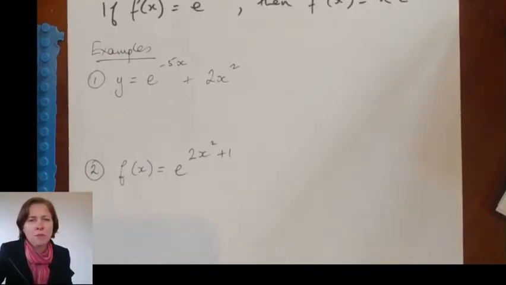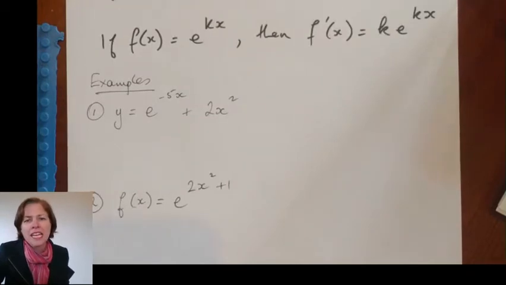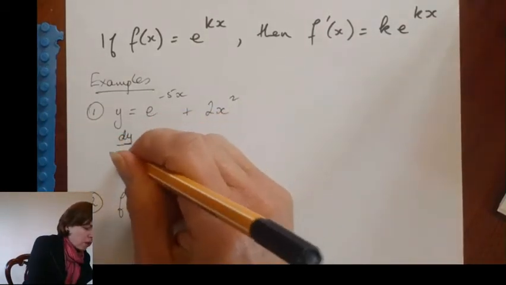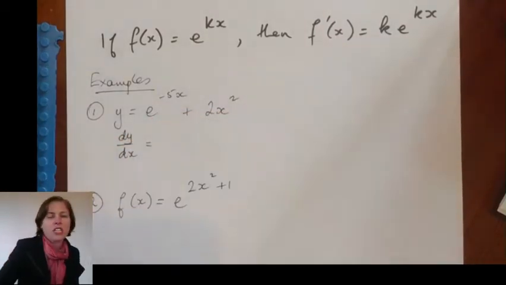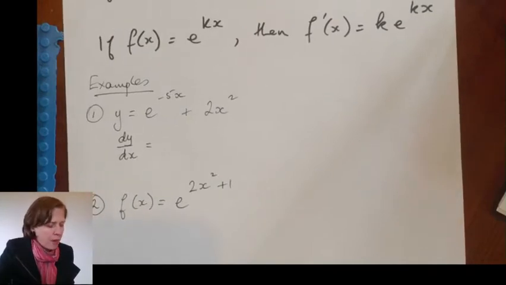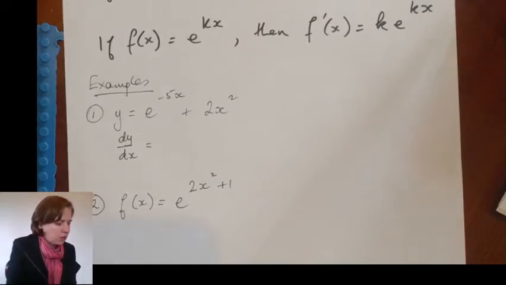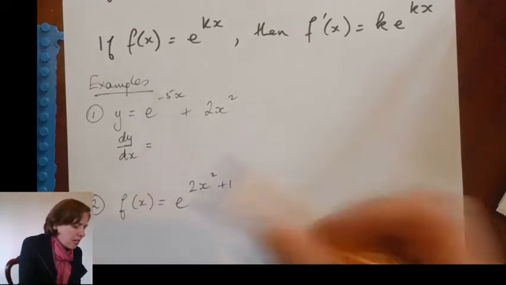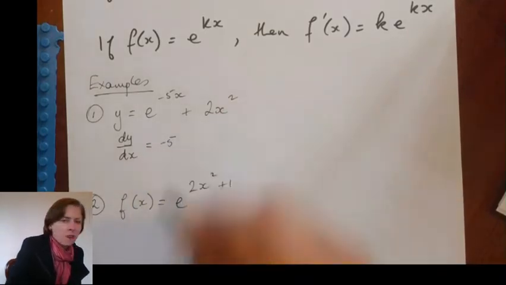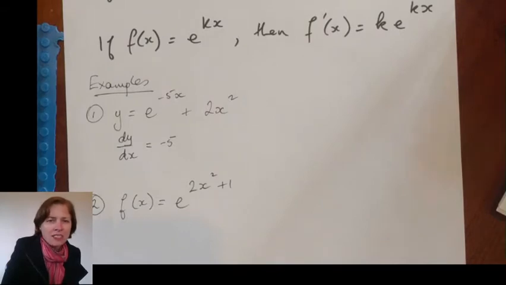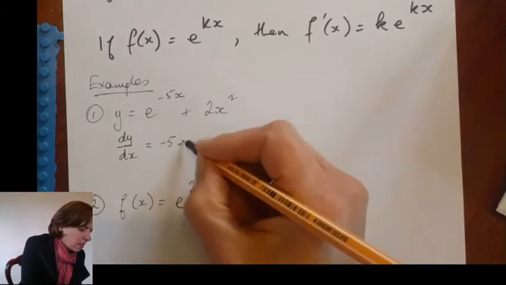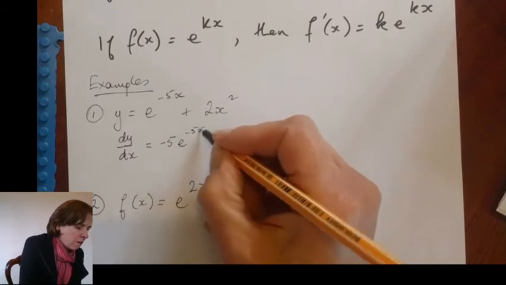My first example is y equals e to the power of negative 5x plus 2x squared. Because I'm starting with y equals, I'm going to use dy dx notation to talk about my derivative function. So I take the constant negative 5 here, I multiply it out the front. Then all I do is I keep what I started with. I started with e to the power of negative 5x, I've still got e to the power of negative 5x.